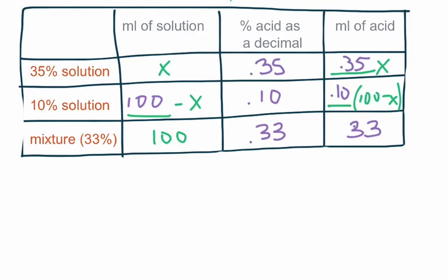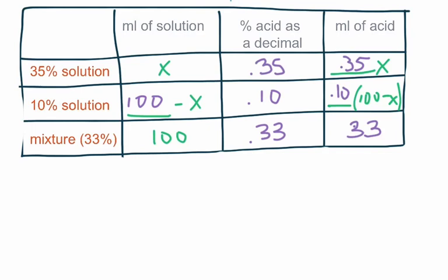So to write our equation, we're going to take the milliliters of acid in the 35% solution plus the milliliters of acid in the 10% solution, which will equal the milliliters of acid in the mixture.